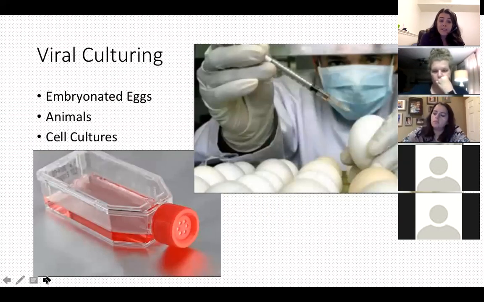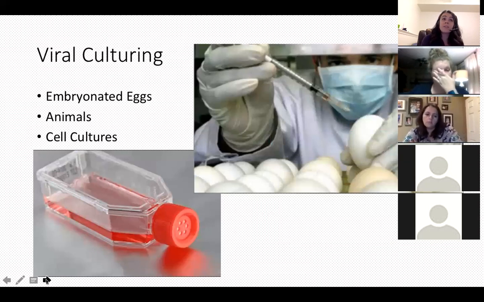For viruses, like I said, we have to give them cells. So some of the classic examples that we use are embryonated eggs to try and culture viruses. We can also culture viruses in animals and cell cultures.